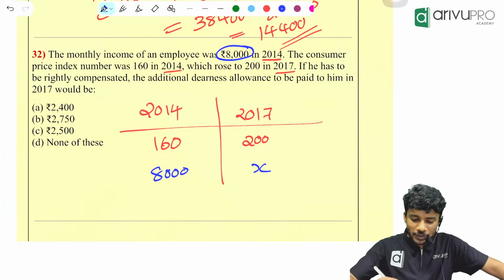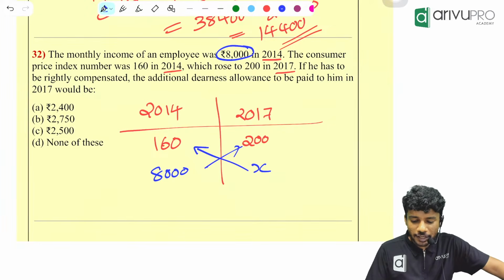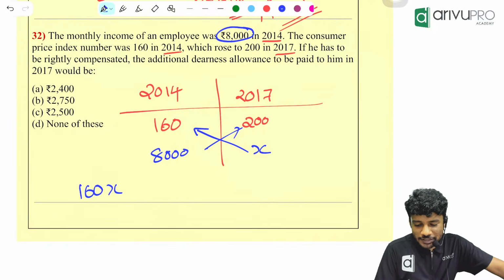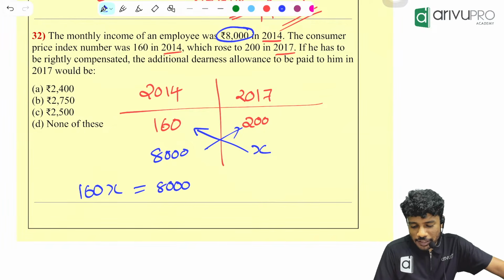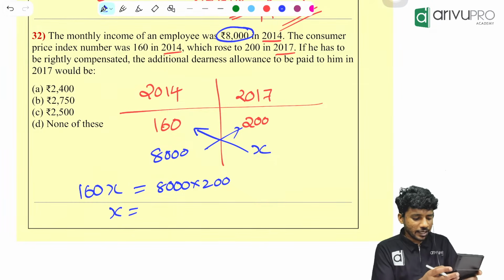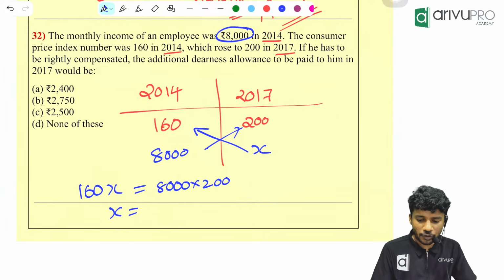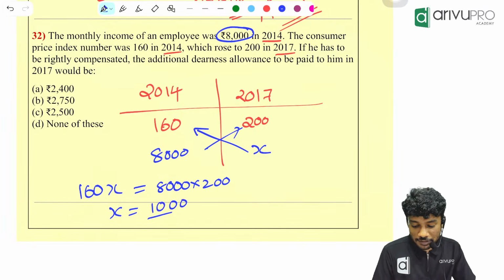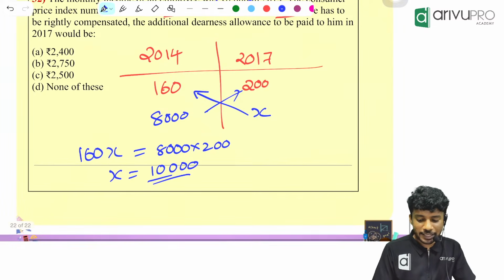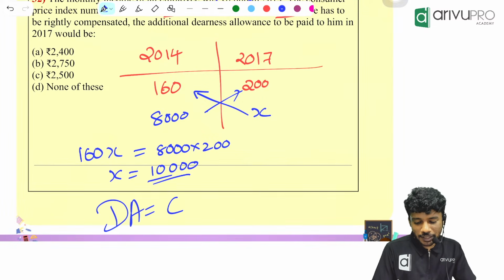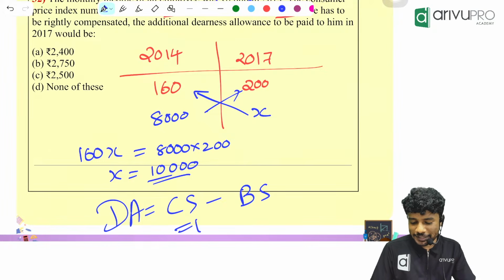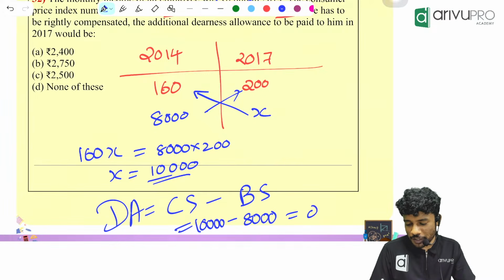Correct? Now people, can I cross multiply? Cross multiply. How much are you getting? 160x is equal to 8,000 into 200. How much is the value of x, people? Current salary is 8,000 into 200 divided by 160, which is coming to how much? 10,000. Everyone got it as 10,000? Done. So that is my current salary. So DA is what? Current salary minus base salary, that is 10,000 minus 8,000, which is coming to be 2,000.